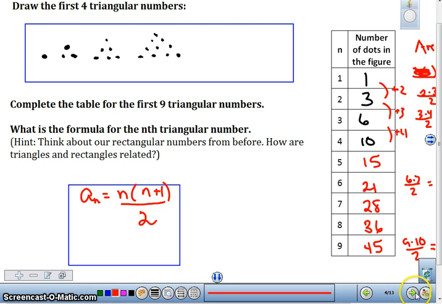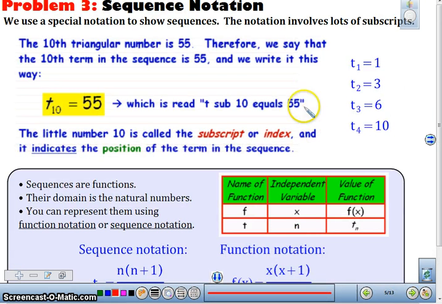We're going to go to the next page, that next set of notes on the bottom. Here is where you're going to see the different notation. It says we use special notation to show sequences. The notation has lots of subscripts. The 10th triangular number is 55. This is how we write it: T sub 10 equals 55, which is the 10th term in our sequence, and it is 55. The little number 10 is called the subscript or the index, and it indicates the position of the term. So this one would be telling us the 4th term in the sequence is 10. The 3rd term in the sequence is 6.